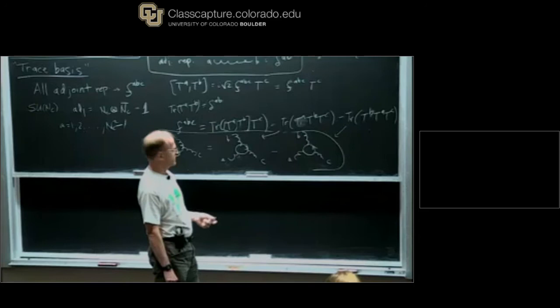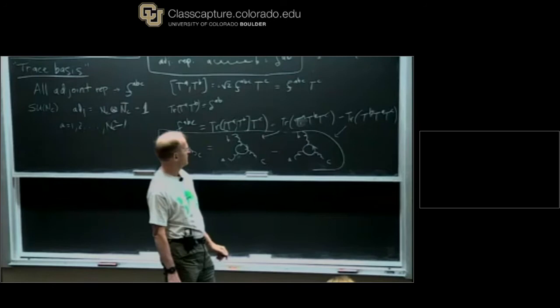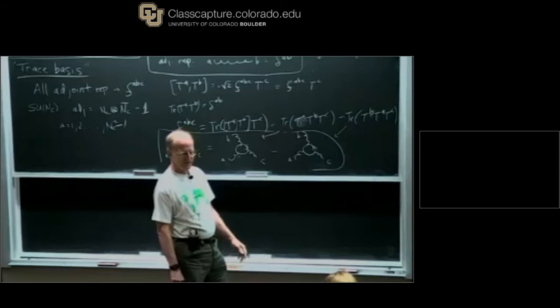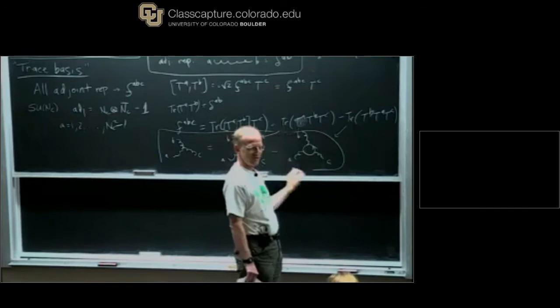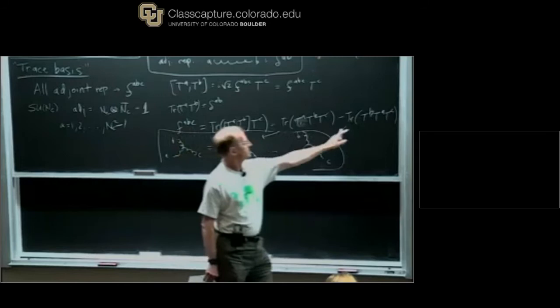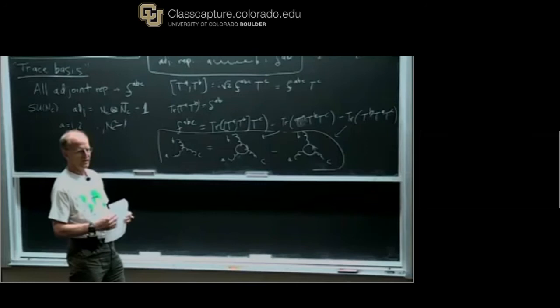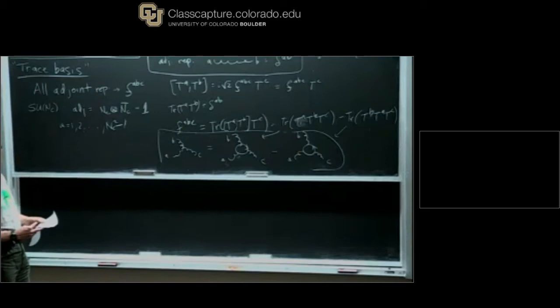So this is just a graphical representation of the trace of the product of these three matrices. And then I subtract off the same diagram with the arrow reversed. When the arrow is reversed, I go through the three matrices in the opposite cyclic order, BAC instead of ABC. Does that make sense to people? It's just a handy way to do a lot of the color algebra.